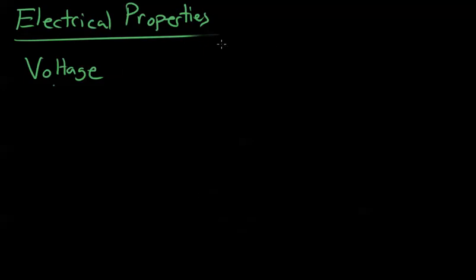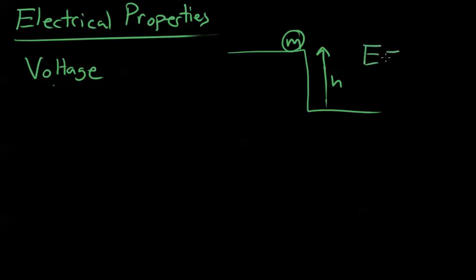So typically in the mechanical world, we had masses, right? We have mass, and it's on a ledge, which is at a certain height. So we say that this mass has an energy of mass times gravity times the height.